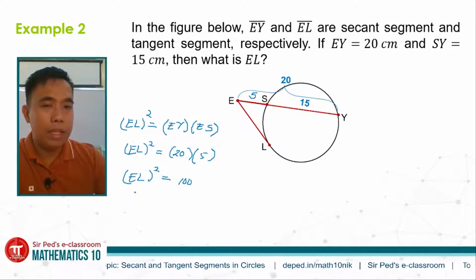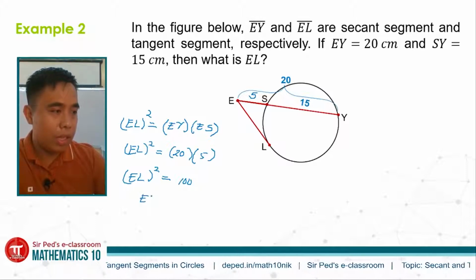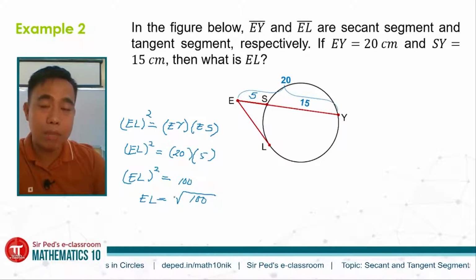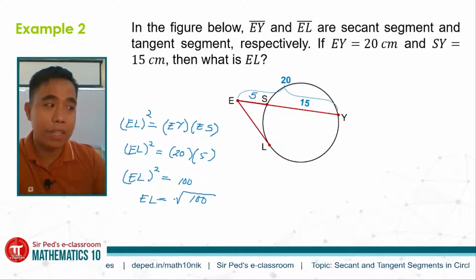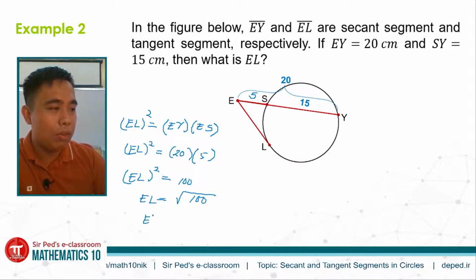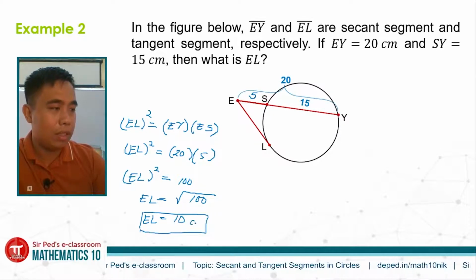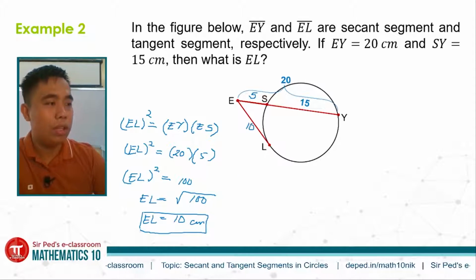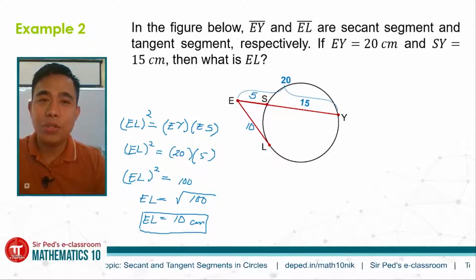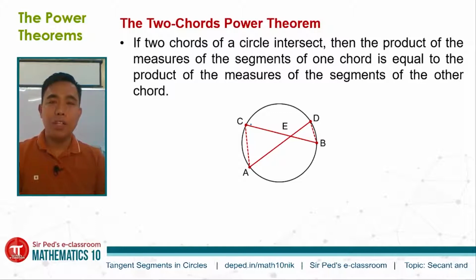So by extracting the square root of EL, so EL now is equal to the square root of 100. We consider only the positive square root. We're not going to consider the negative square root since wala namang negative na length. So, EL now is equal to 10 centimeters. So, this is equal to 10. So, we are done. Now, let's proceed to our next power theorem, which is called the two chords power theorem.